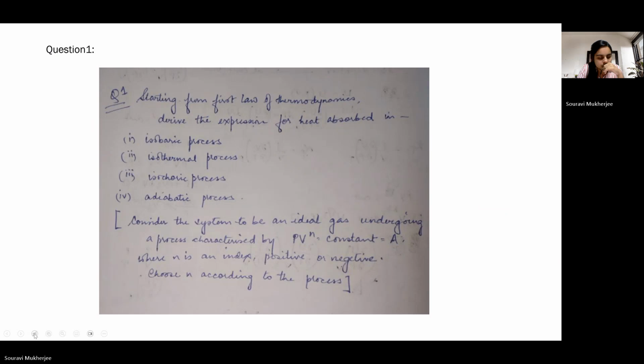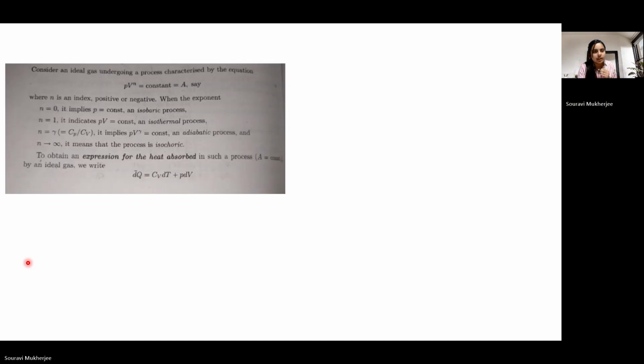Okay. So now, based on the different processes, you can choose different n, right? Now, how do you solve for the expression of heat? That's the question, right? So PV to the power n equal to constant, and these are the different values of n for different processes. Now, what is the expression of heat absorbed? We know from the first law, we can write dQ is equal to Cv dT plus P dV, right? Here Cv dT is nothing but dU, right? Cv is nothing but dU by dT. So you can write dQ equal to Cv dT plus P dV, right?